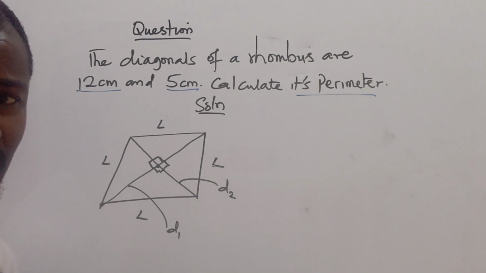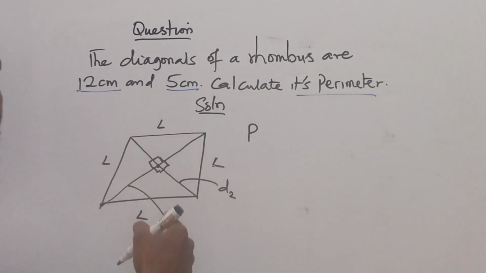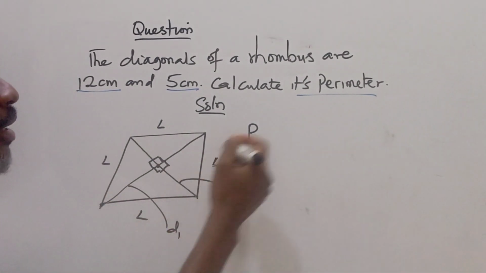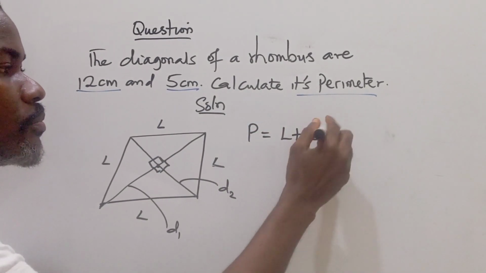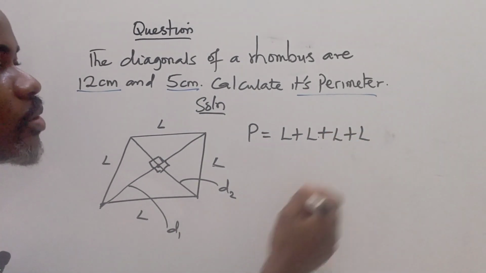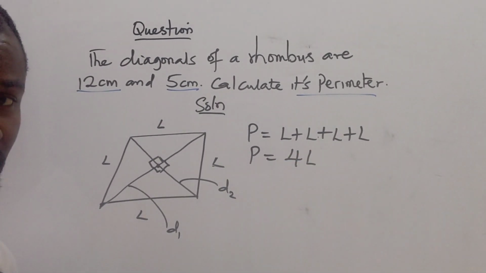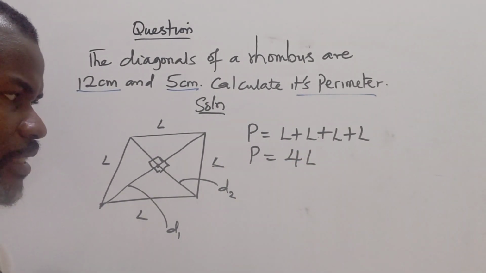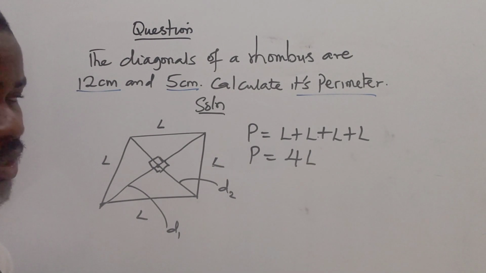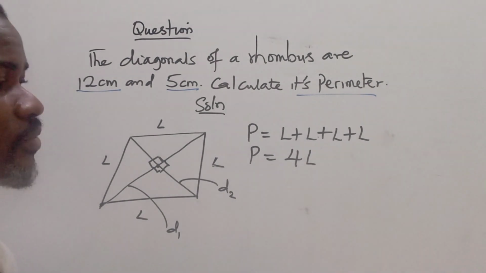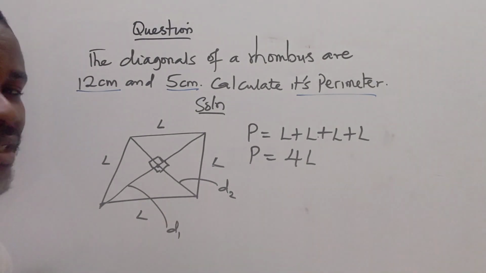The first thing we want to understand is what is perimeter. When we say perimeter, we want to add all around the length of the shape. So perimeter means L plus L plus L plus L. That will give us perimeter is equal to 4L. But we have to know the value of L from this shape. What is L? I'm going to quickly derive an equation using Pythagoras so that we can know the value of L.